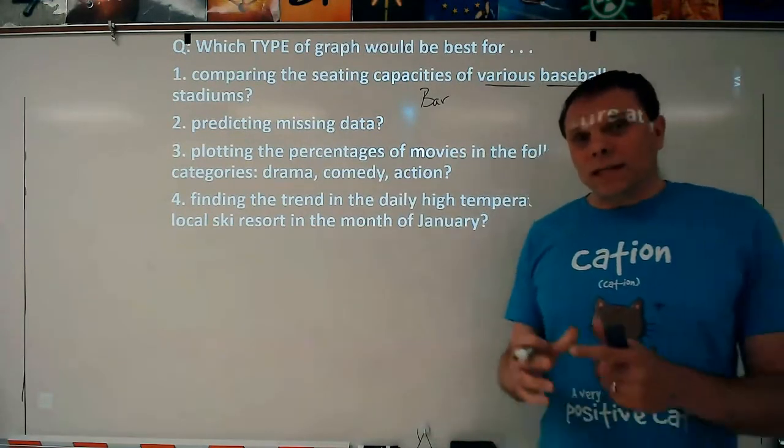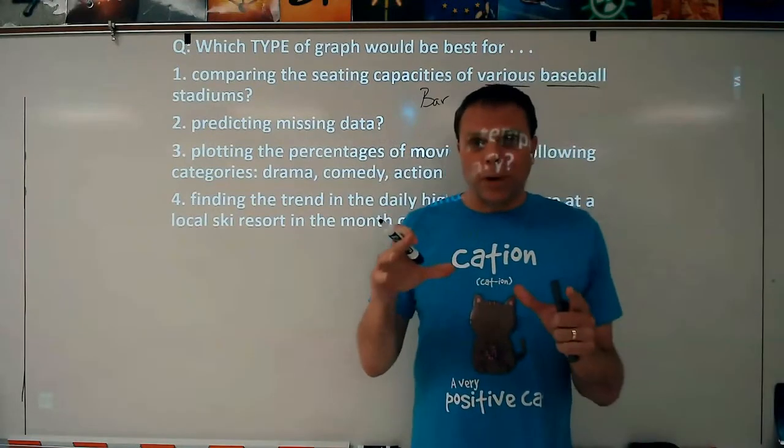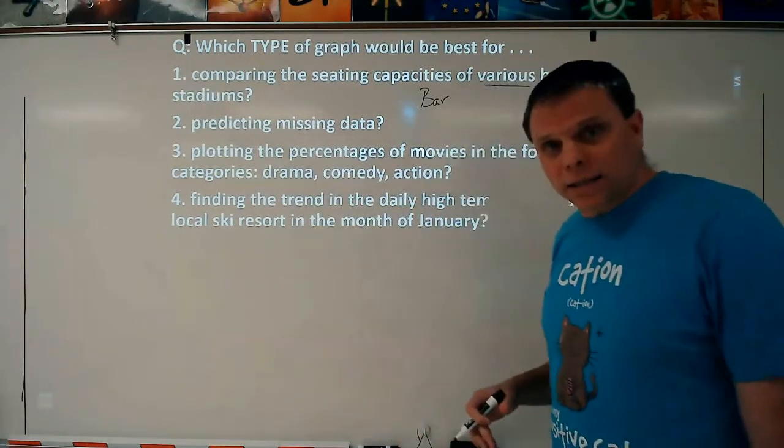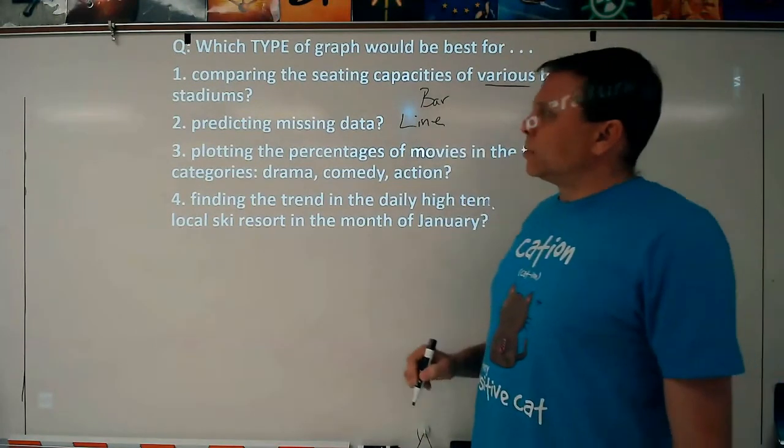Predicting missing data, right? That's called interpolation. If you want to predict inside the points, or if you want to predict outside the points, it's called extrapolation. But this is going to be a line graph. We want to predict with lines.